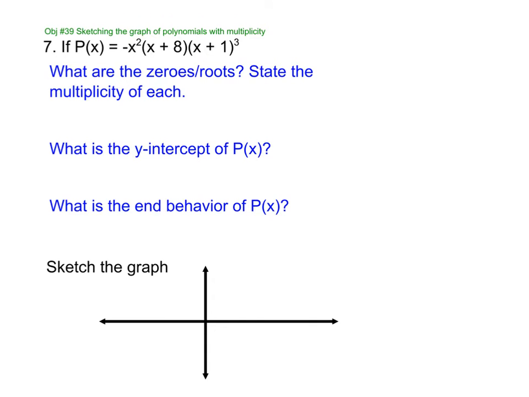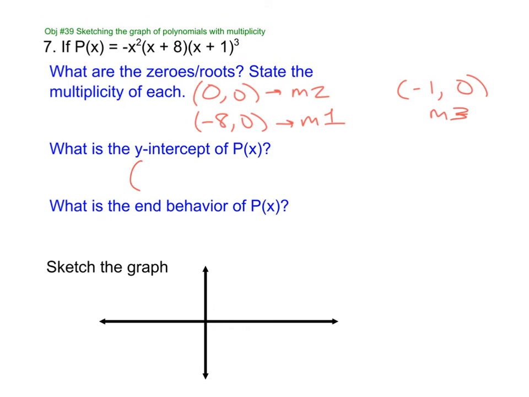Okay, so our zeros are 0, negative 8, and negative 1. 0 has a multiplicity of 2. Negative 8 has a multiplicity of 1. And negative 1 has a multiplicity of 3. What is the y-intercept? If I plug in 0, what do I get? Well, that's a nice easy one. I get 0. End behavior. As x goes to infinity and as x goes to negative infinity, what is happening to this graph?